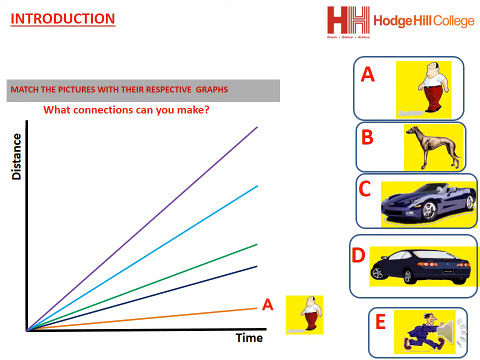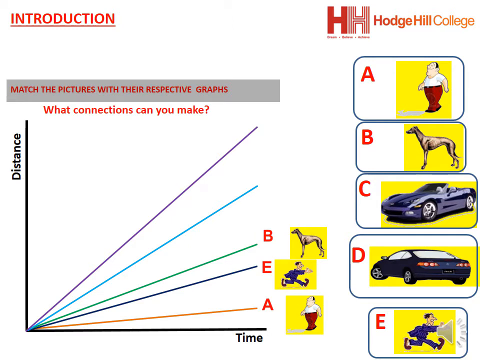Now if we look at the other 4 options, the next quickest would be the man that is running. He wouldn't be quicker than the cars and the dog, but he would be quicker than the man walking. So E will match up to that line. Now we are left with the dog and the 2 cars. I think the dog would be the next quickest compared to the 2 cars, so B will match up to that.